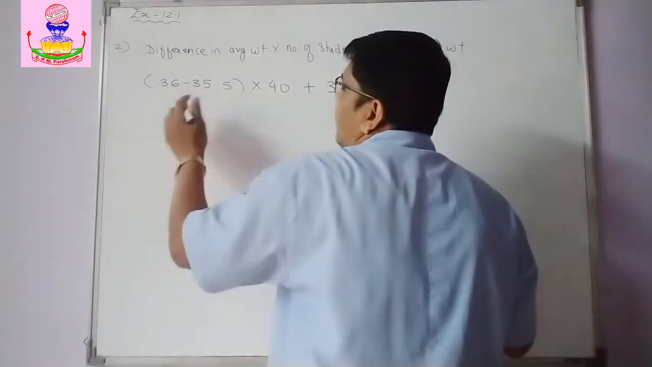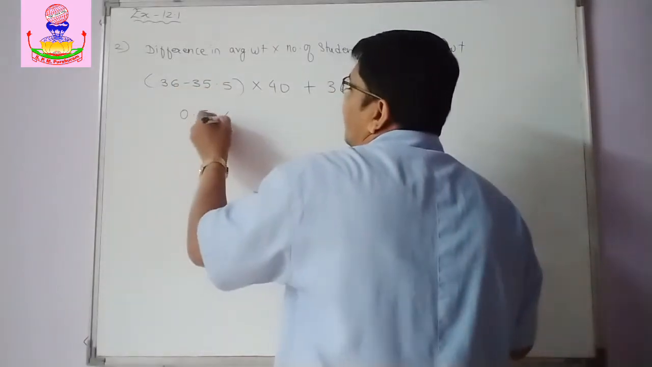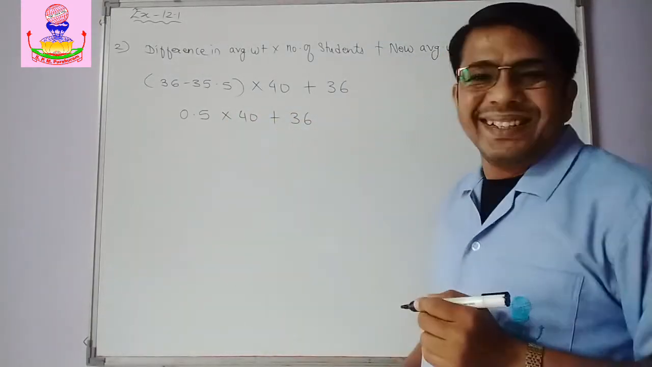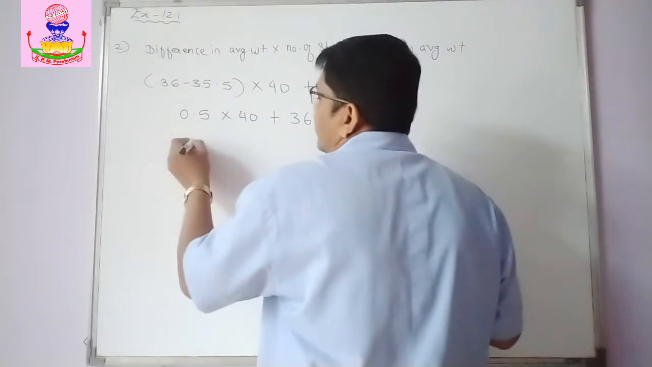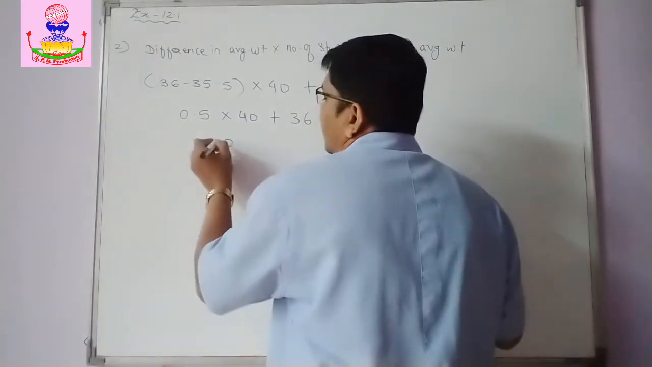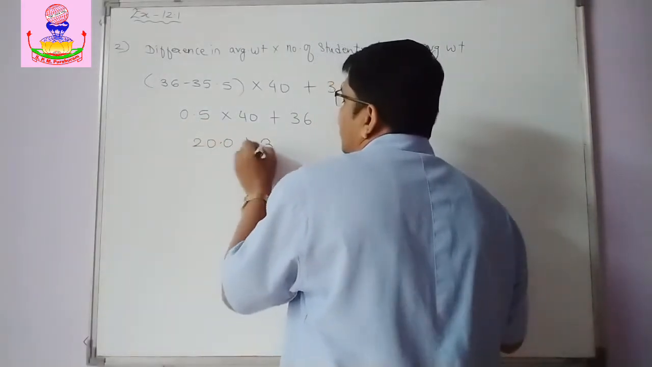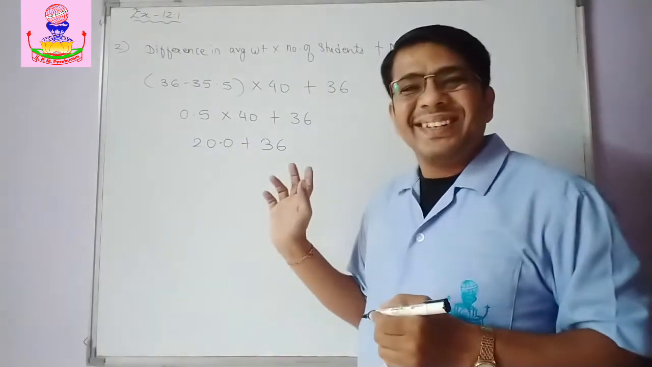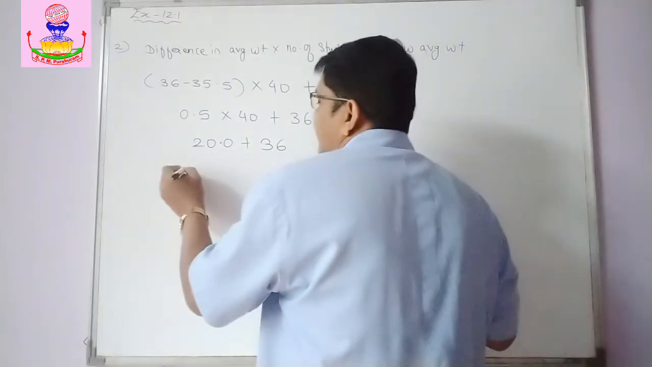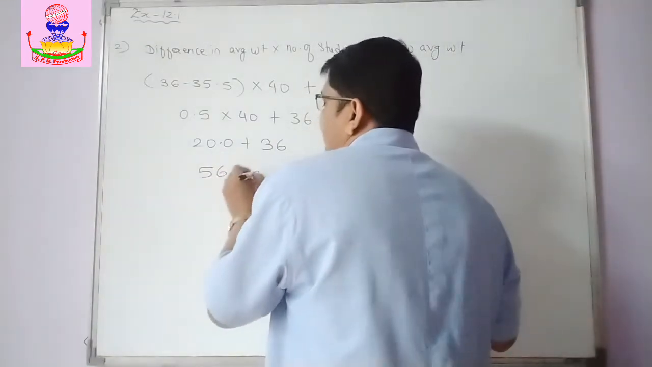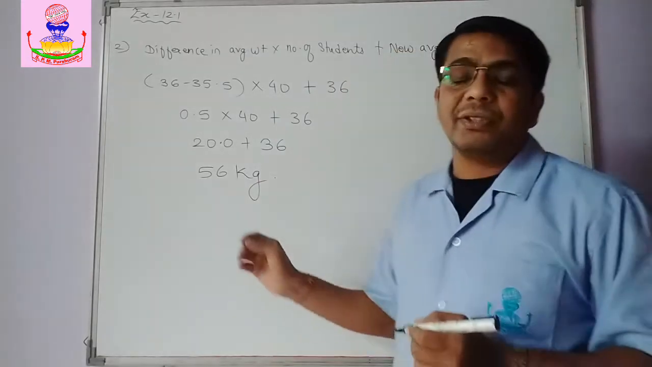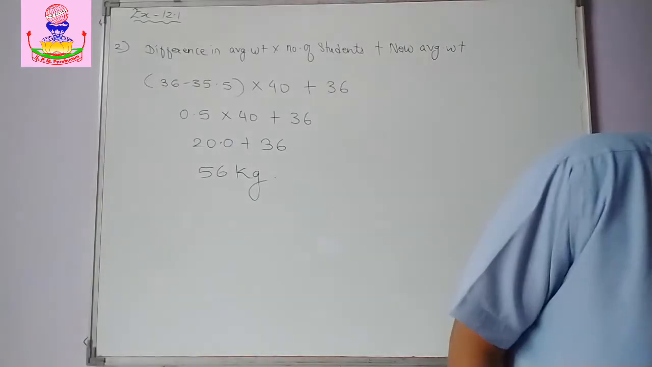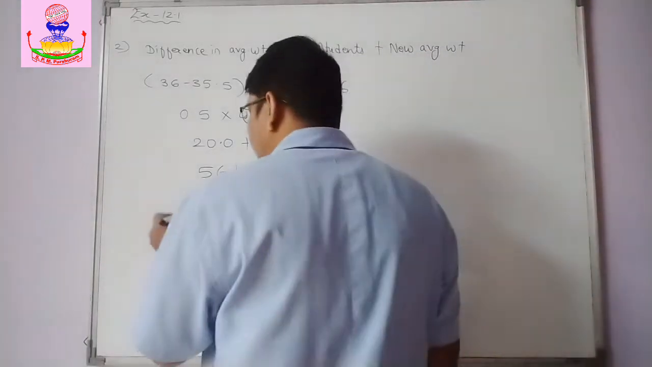Now 36 minus 35.5, so answer is 0.5. I hope you understand this. Into 40. Okay, now 4 5s are 20 and 1 0. Decimal point after 1 digit from right hand side towards left hand side. Okay, so 20. Now 20 plus 36, that is 56. So that is the weight of the teacher. So option number third.